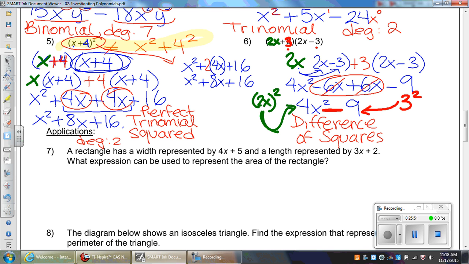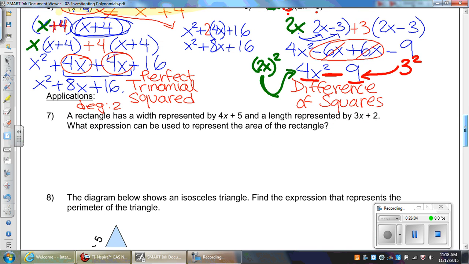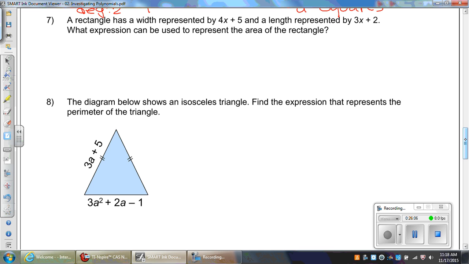So when we factor those, they're kind of easy. You kind of take the square root of the first term, square root of the second term, and then you make one positive, one negative. But we'll start talking about factoring next class. Now what I want you guys to do is within your groups, I want you to work on problems 7 and 8. And then we will come back to check the answers.